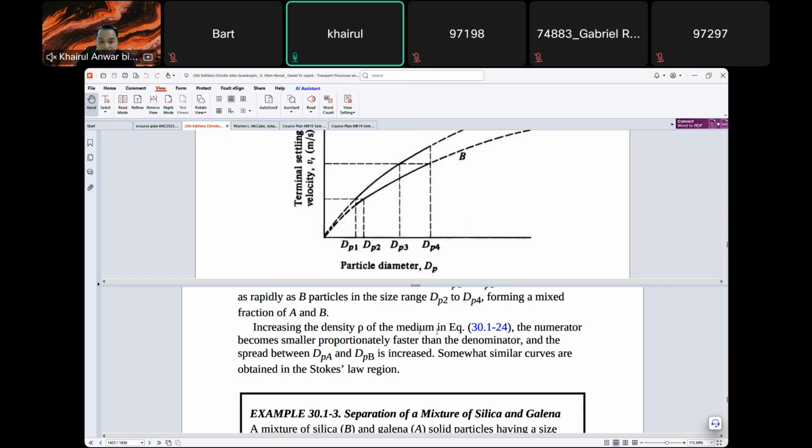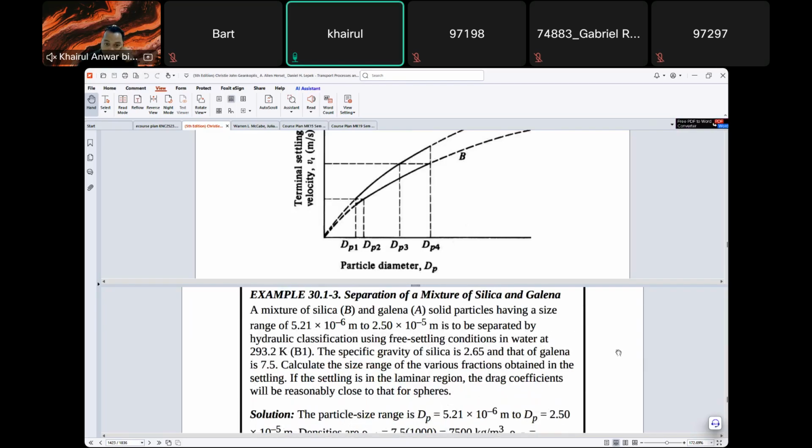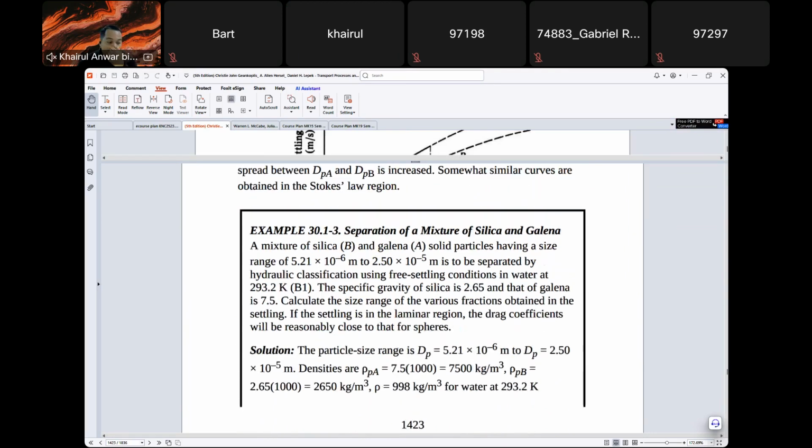Increasing the density rho of the medium in equation 30.1-24, the numerator becomes smaller proportionally faster than the denominator, and the spread between the PA and the PB is increased. Somewhat similar curves are obtained in the Stokes region. Let's see that.